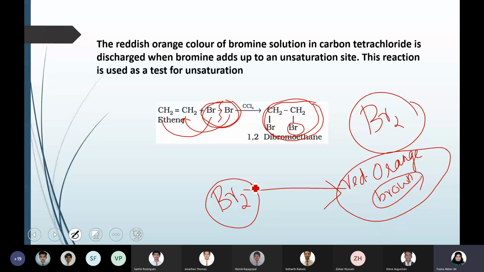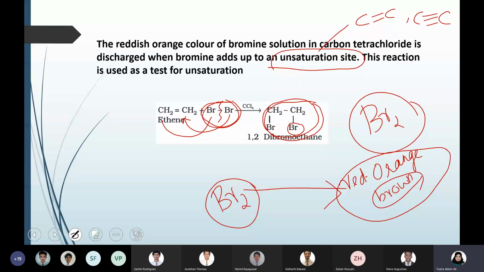So this is used as a test for unsaturation. Unsaturation means a double bond or triple bond. If you take a compound containing a double bond or triple bond, the double bond or triple bond will break down and the bromine will be added across the carbons. So when bromine is added, its yellow-orange color will disappear.